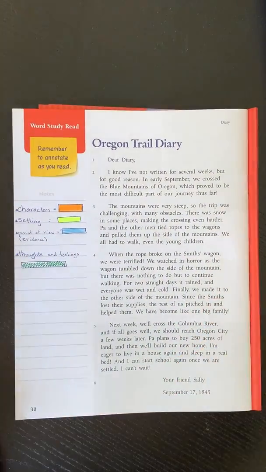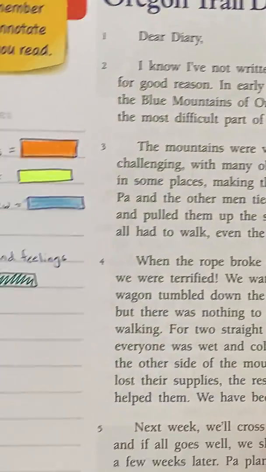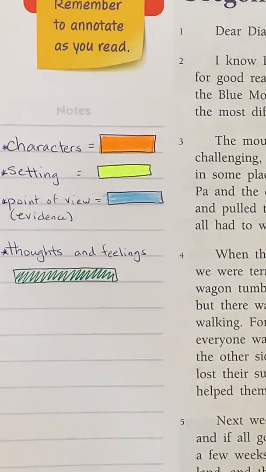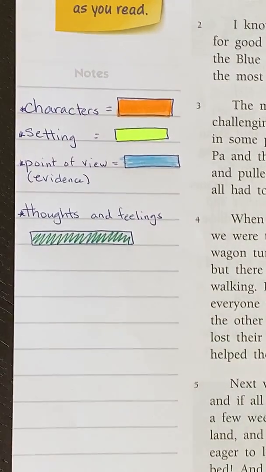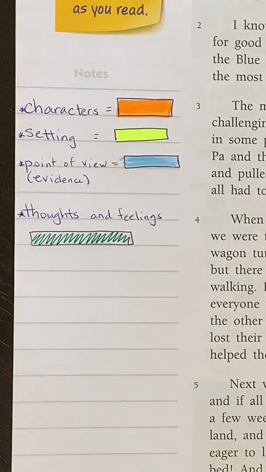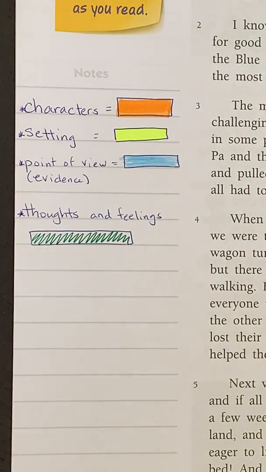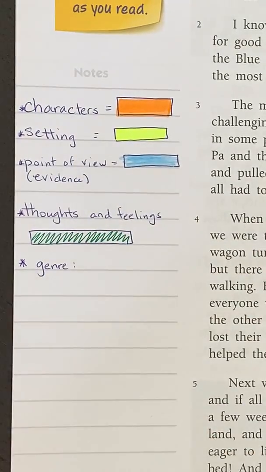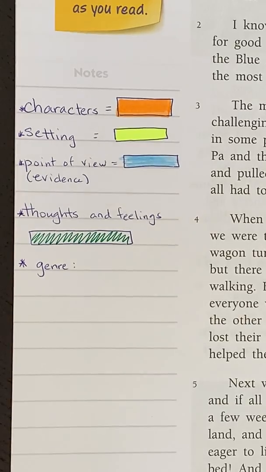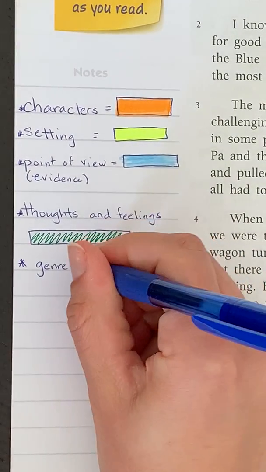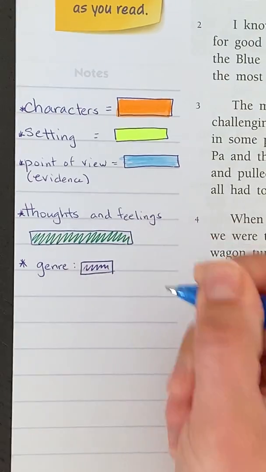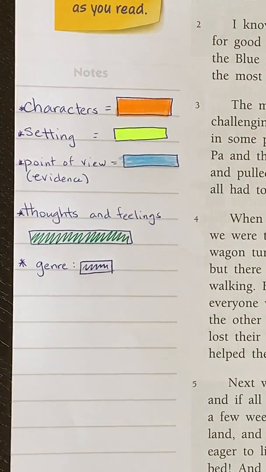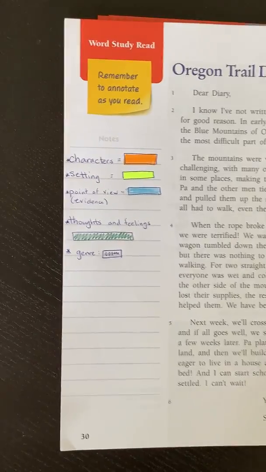I'd like you to copy, let me see if I can zoom in, our usual notes on the side. We're looking for characters, setting, point of view, and the evidence for those things, and thoughts and feelings if we notice any. Oh, I forgot to write one more thing. Let's add genre. I'm going to make the genre maybe a dark blue. If you want to pause this and go ahead and copy, you can. See if I can zoom out.